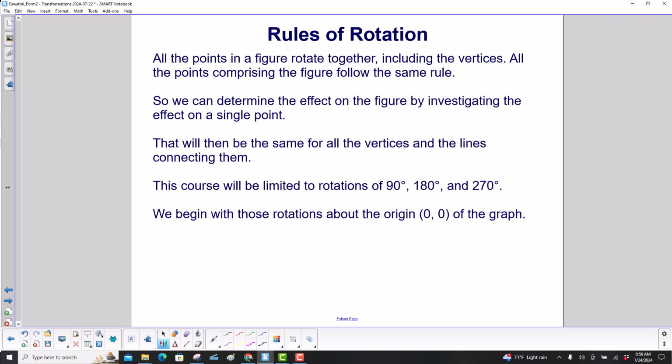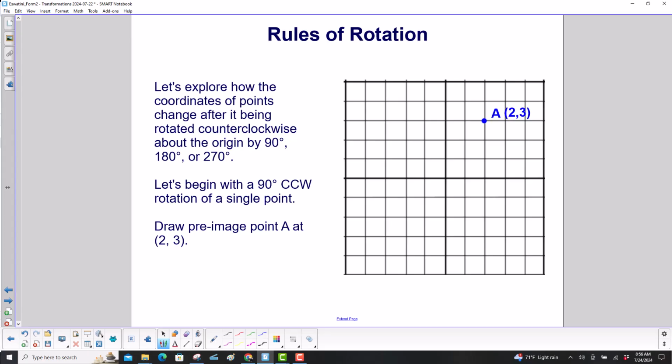This course will be limited to rotations of 90 degrees, 180 degrees, and 270 degrees. We begin with those rotations about the origin, (0, 0), of the graph. Let's explore how the coordinates of points change after being rotated counterclockwise about the origin by 90 degrees, 180, or 270 degrees. Let's begin with a 90-degree counterclockwise rotation of a single point.